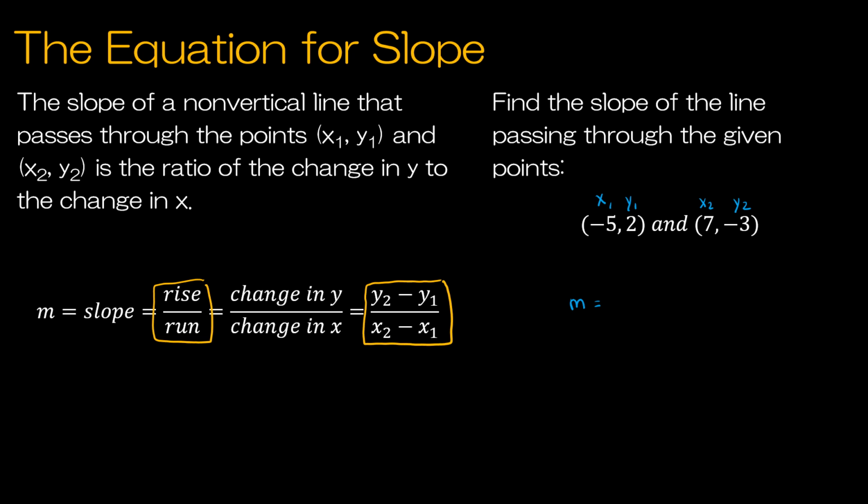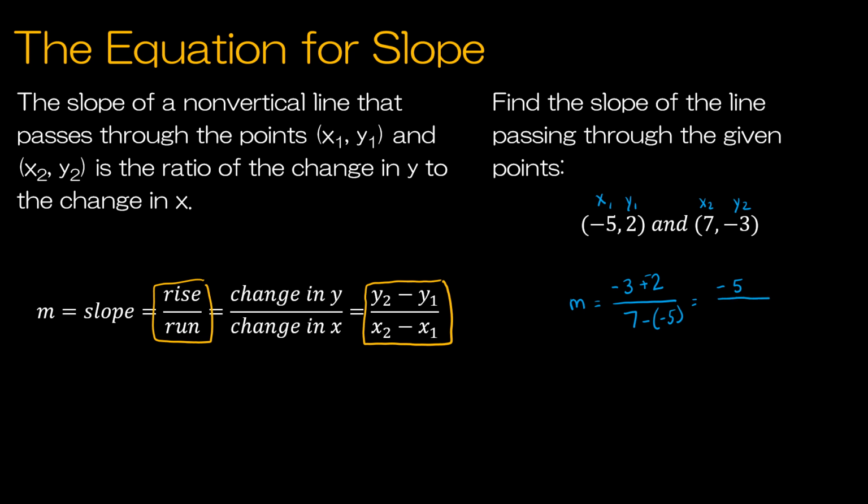To find the slope, I'm going to take the second y value and subtract the first y value. Then I'm going to find the second x value and subtract the first x value. So my slope here would be negative 3 minus 2. If you'd like to flip, change, that gives me negative 3 plus negative 2, or negative 5.